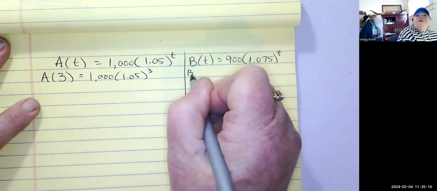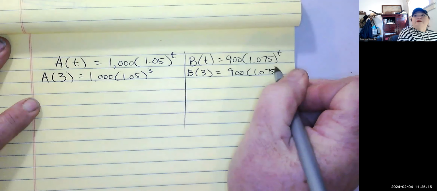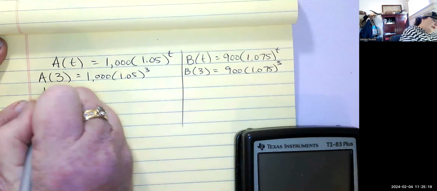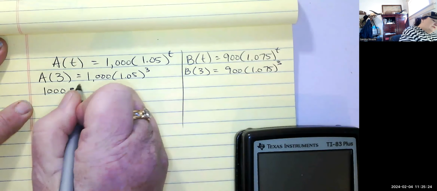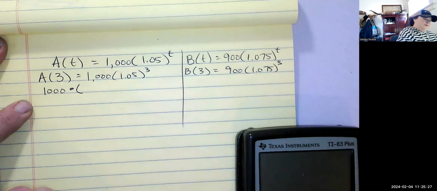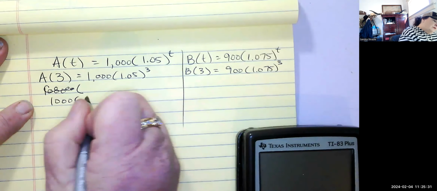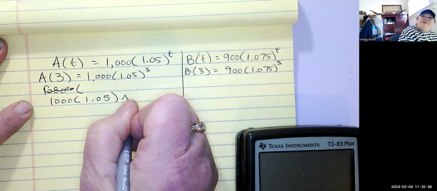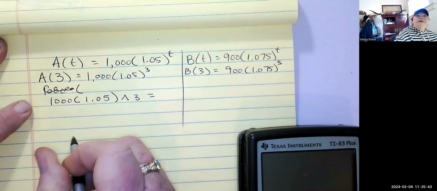So I'm going to do the same thing for both, b of 3, and then I'm just going to use the calculator. On your calculator, you're going to type in 1,000 times, open parenthesis 1.05, close parenthesis, caret, remember you may have x to the y, y to the x, or x to the box, caret 3 equals. And I'm going to do that on mine.